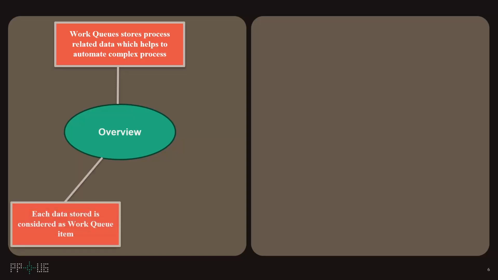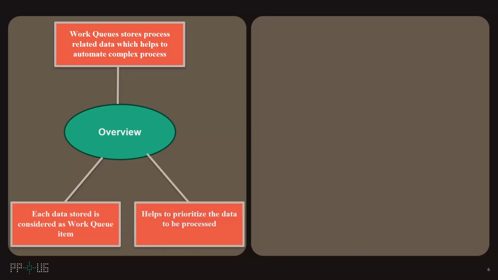Each piece of data stored is considered a work queue item. I told you a work queue is a kind of container that stores process-related data, and each item stored is used for processing. In the same invoice entry example, we have an Excel with 10 rows of invoice data, where each row needs to be entered into the invoice application. Each row of data can be stored as a single item in the work queue, and that single item which needs to be processed is called a work queue item. It's a unit of the work queue, and we'll see more about that later.